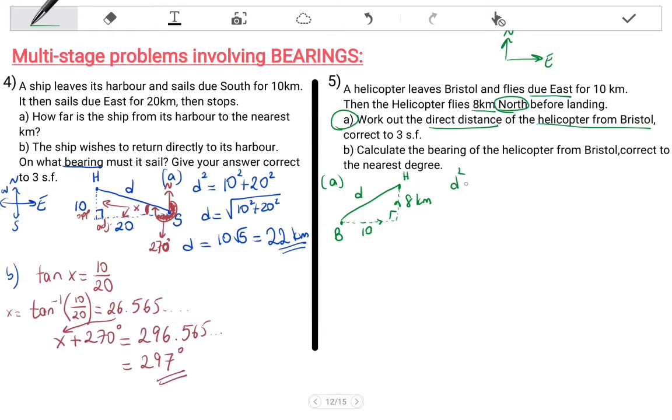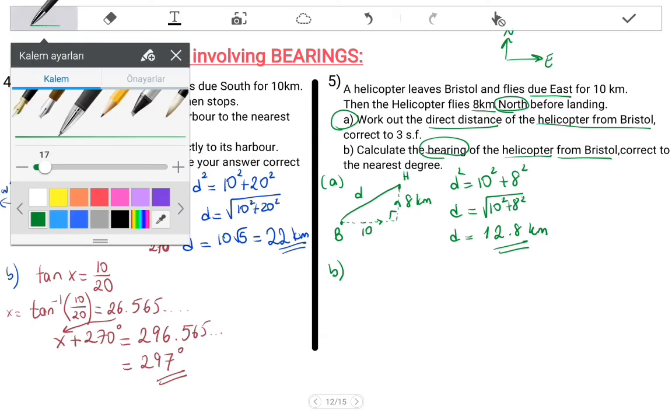So D squared equals 10 squared plus 8 squared, and D equals the square root of this, and according to the three significant figures, you will have 12.8 kilometers. This is the answer of A. And what else is wanted? In part B, the bearing is wanted. Calculate the bearing of the helicopter from Bristol, correct to the nearest degree.